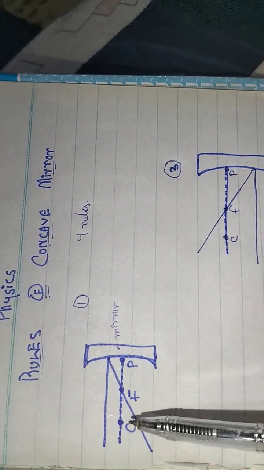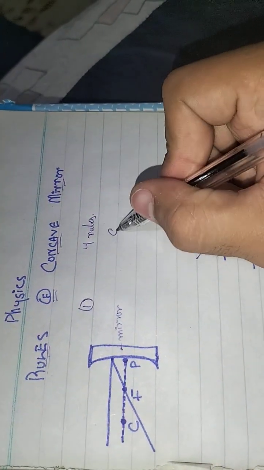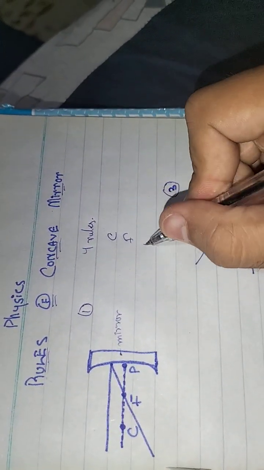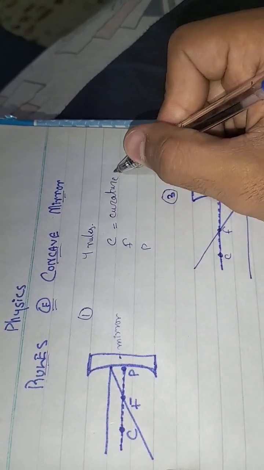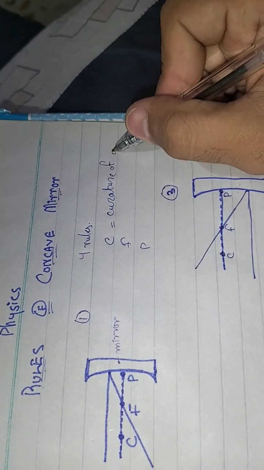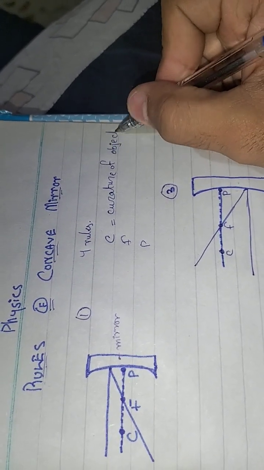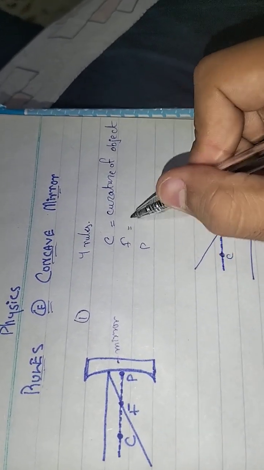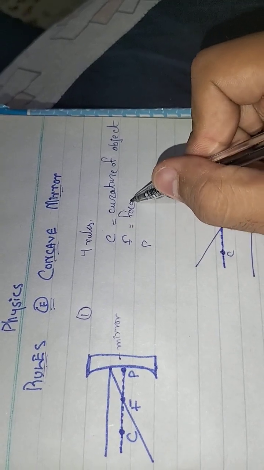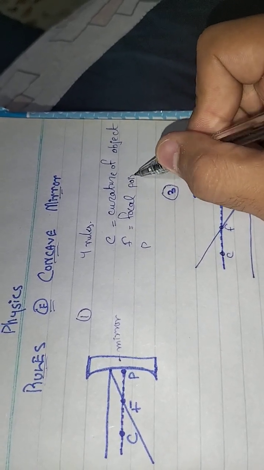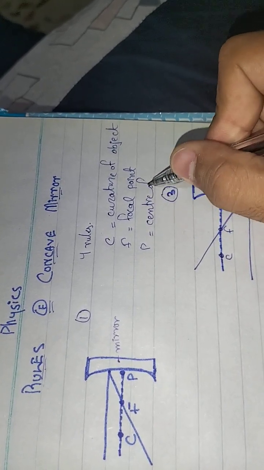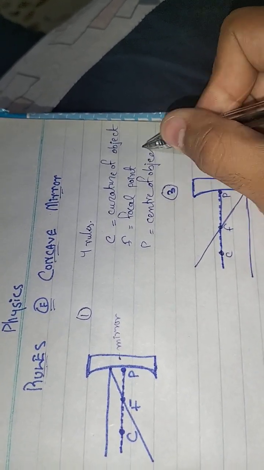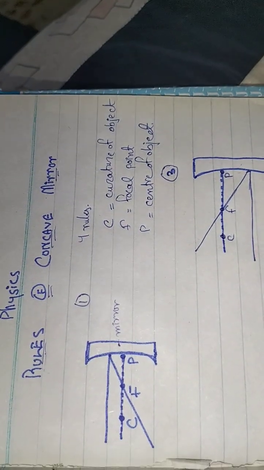mirror. So we have the three points C, F, and P. C is the curvature of the object. F is the focal point, and P is the center of the object.